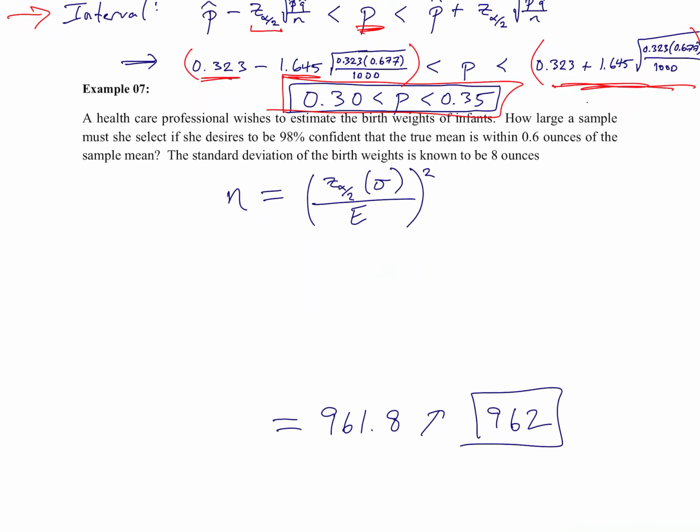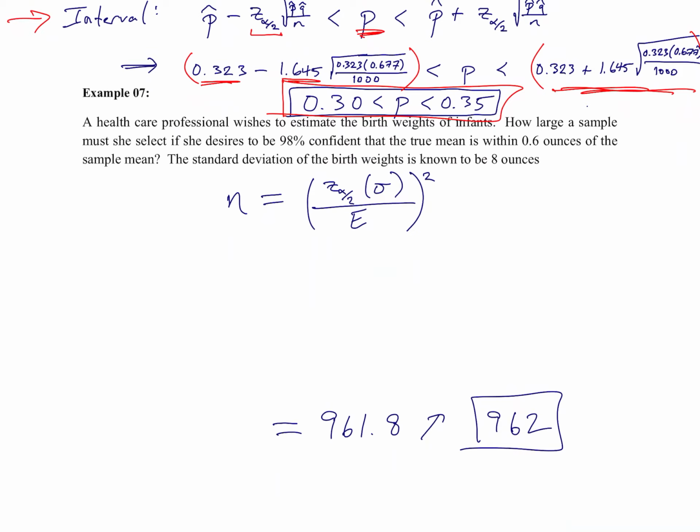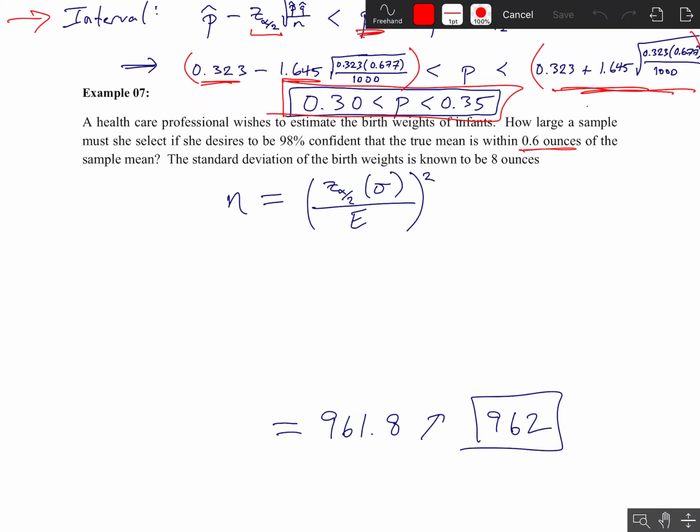Okay, so let's look at example 7. In example 7, it says a healthcare professional wishes to estimate the birth weights of infants. How large a sample must she select if she desires to be 98% confident that the true mean is within 0.6 ounces of the sample mean? So notice here, she wants to be sure that her answer is correct within a 0.6 ounce error. So this will be the error in our estimate.